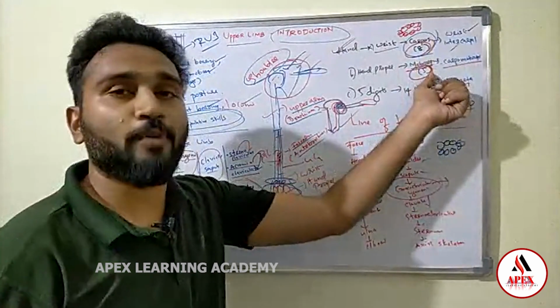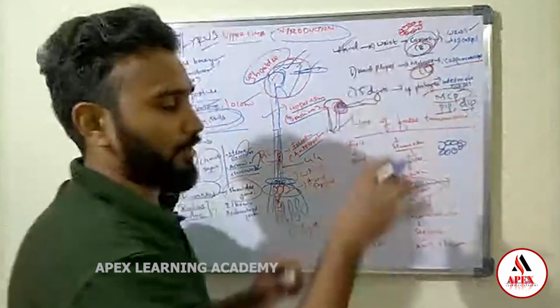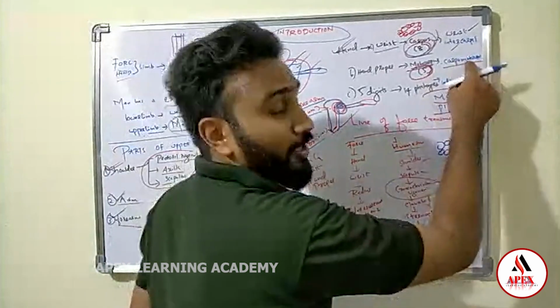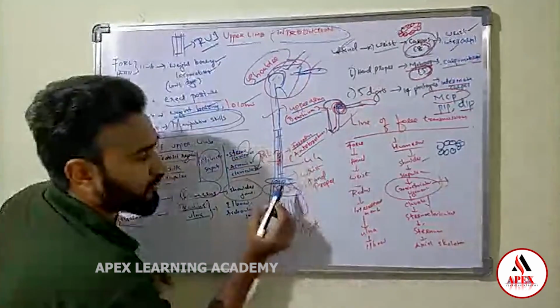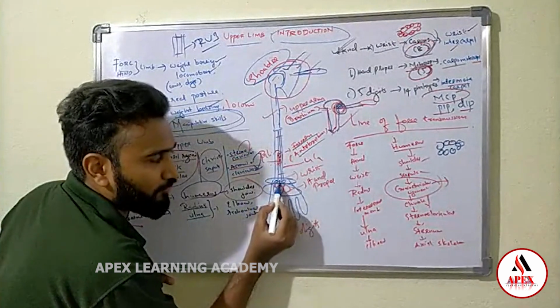The hand proper is formed by the metacarpals. That is 5 in number: 1, 2, 3, 4, 5. The joint present in this region is with the carpal bones, that is, the 8 carpal bones connecting to the 5 metacarpal bones.